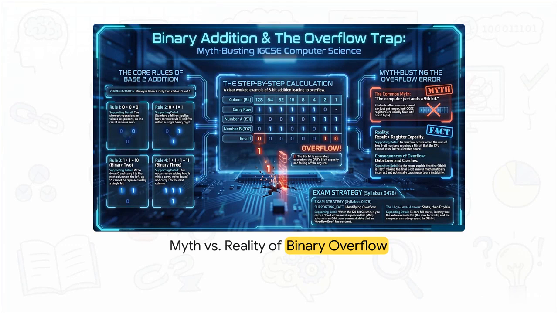Let's break down a step-by-step calculation. Say we're doing standard base 2 addition, 151 plus 107. If you follow the carry row all the way across to the left, you'll end up with a brand new 9th bit generated by that final addition. But here's the reality of the hardware. IGCSE registers are usually fixed at 8 bits, which represents 1 single byte. So the result actually exceeds the register capacity. The CPU simply cannot store a 5th bit in a 4-bit space or a 9th bit in an 8-bit space. That extra bit literally just falls off the register.